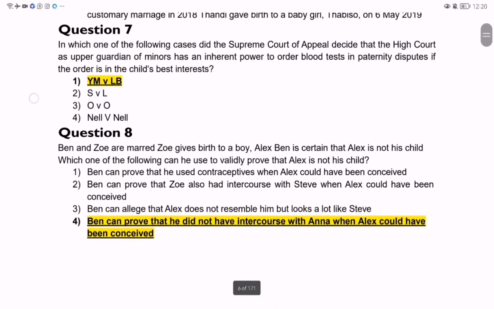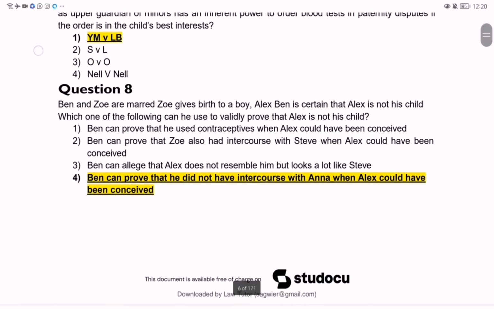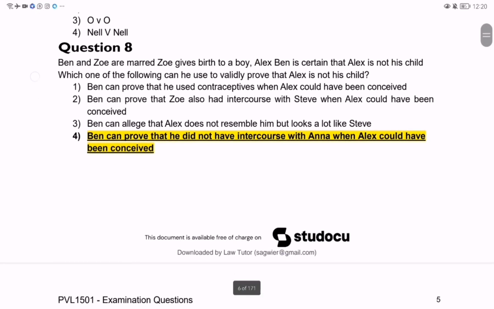Question 7, it's case law. Question 8, study your case law, guys. Ben and Zoe are married. Zoe gives birth to a boy, Alex. Ben is certain that Alex is not his child. Which one of the following can he use to validly prove that Alex is not his child?